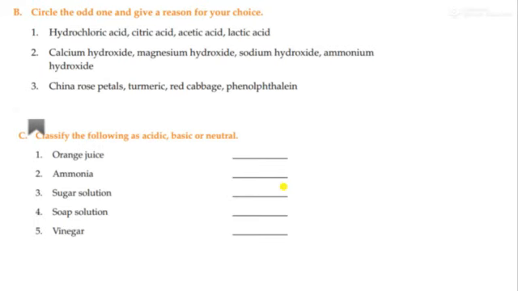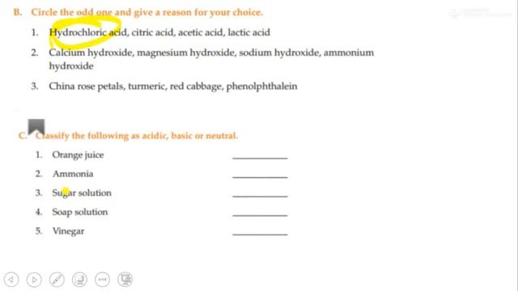Pick the odd one out and give a reason for your choice. Hydrochloric acid, citric acid, acetic acid, lactic acid. If I talk about citric acid, acetic acid and lactic acid, all are organic acids, but hydrochloric acid is a mineral acid. So what is the odd one in this? Hydrochloric acid is the odd one in this, right?